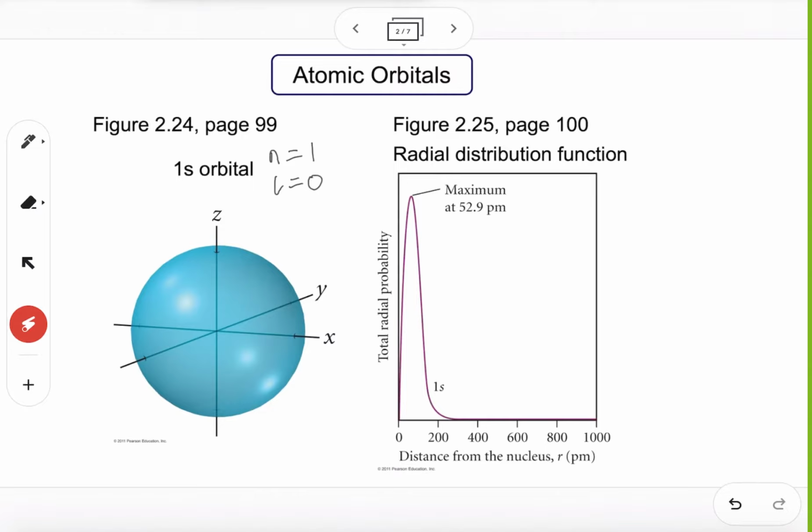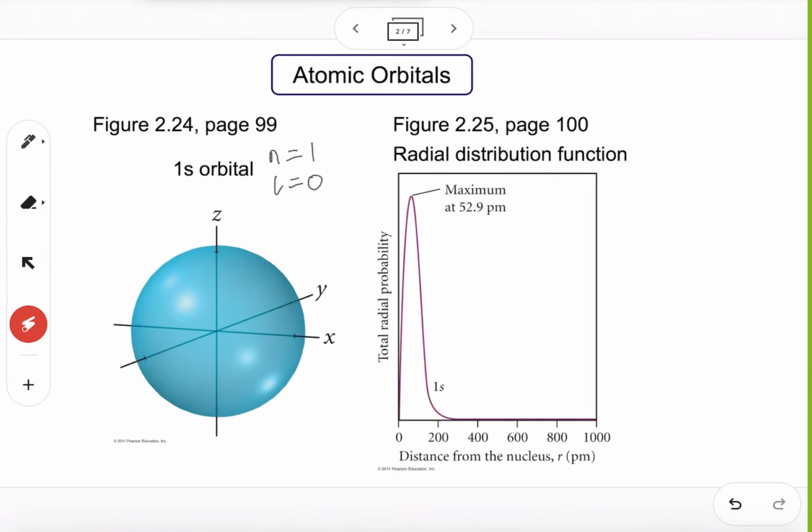Well, you may ask me, how do you know it's such a sphere shape? Well, the answer is based on the calculation. You can calculate the shape of the atomic orbitals based on their wave functions. But these calculations are not our concern, so don't worry about that. The picture on your right side is the radial distribution function.